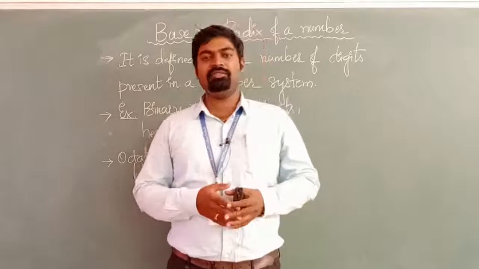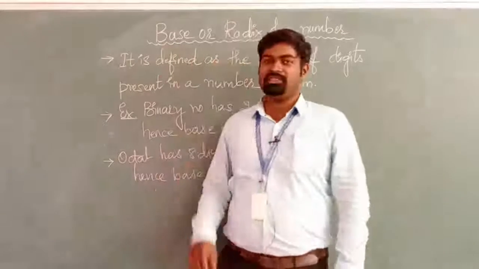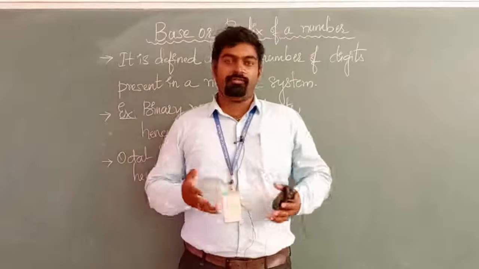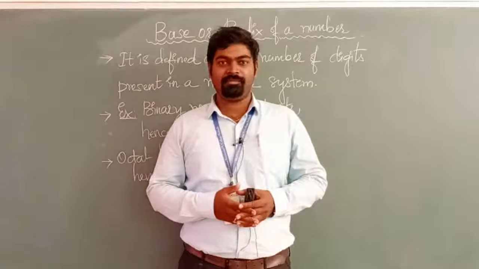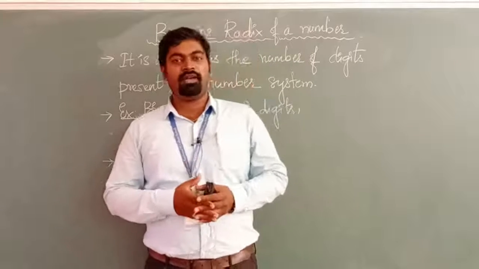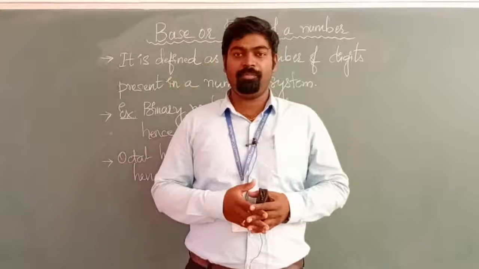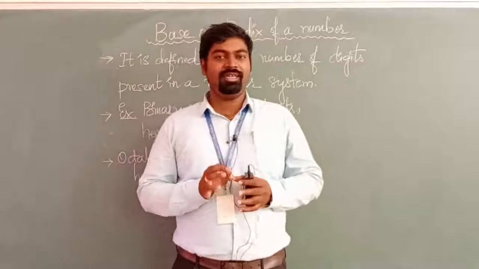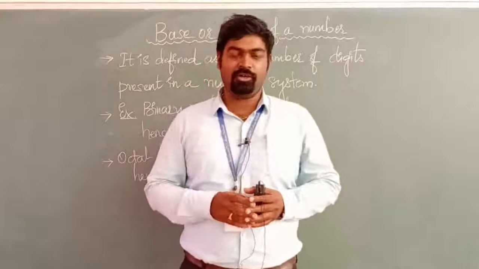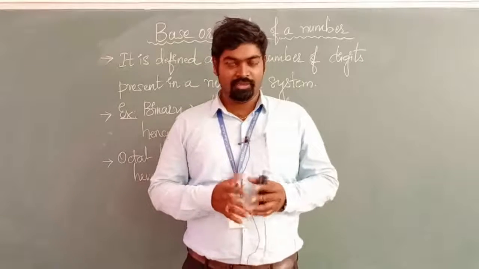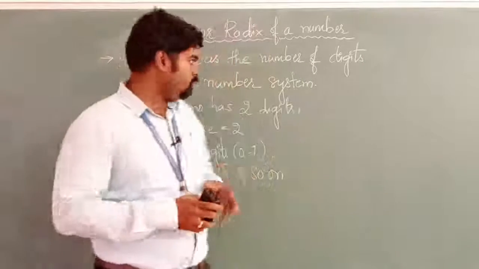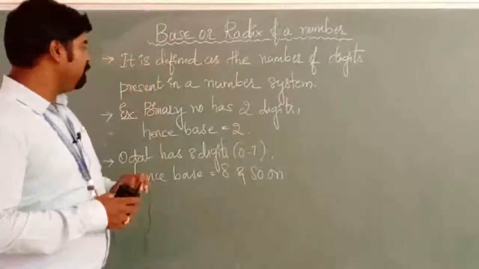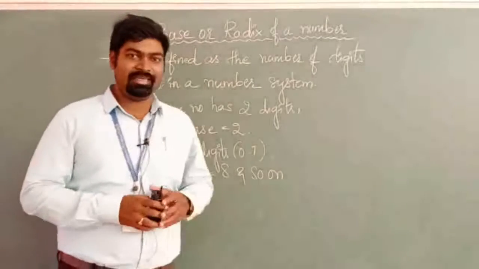Now in today's session, we shall learn something about the base or radix of a number. Now what is this base, or we also call it radix? The base of a number or a radix of a number is defined as the total number of possible digits a particular number system has. So that is what it is defined as: the number of digits present in a number system is called the base.